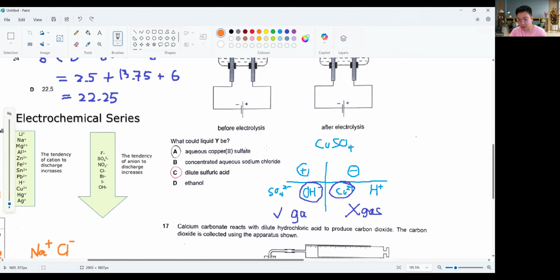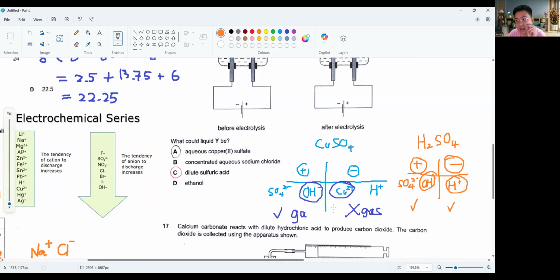Now let's do the correct answer here. Dilute sulfuric acid, H2SO4. That's very ugly, let's rewrite it. Again, we have the anode and the cathode. Here you will have SO4 2 minus and OH minus. Of course, OH minus will get chosen because same here, SO4 and OH, OH is the lower one. Then here you only have H plus, because you get H plus from the acid, and from the water there also you get H plus. So yes, there is gas at both. That's why C is the answer.